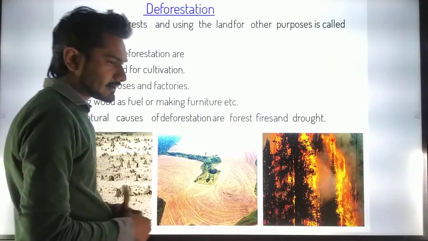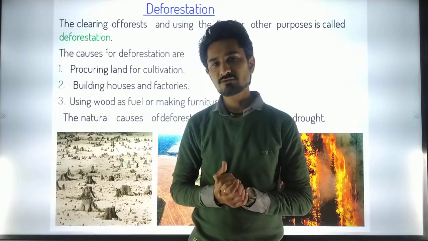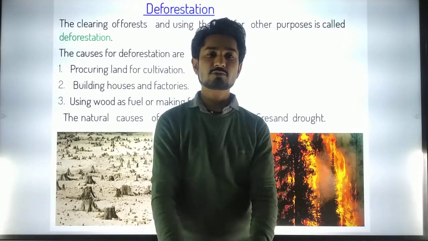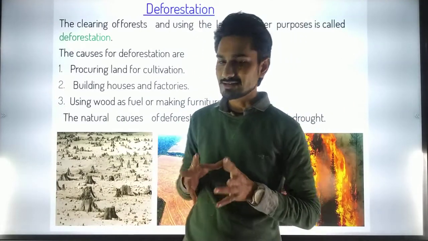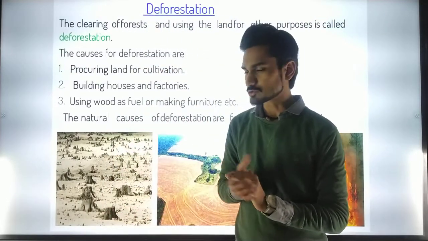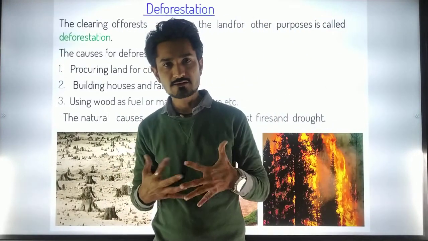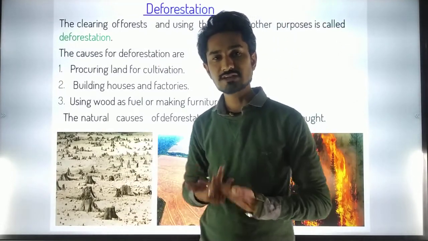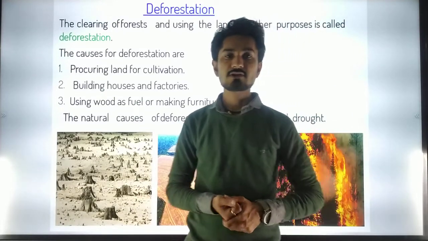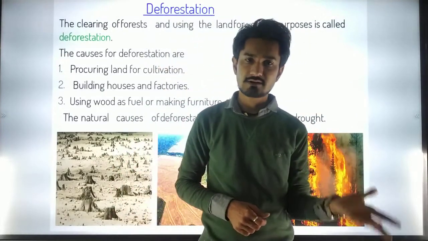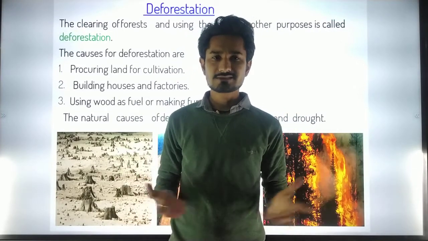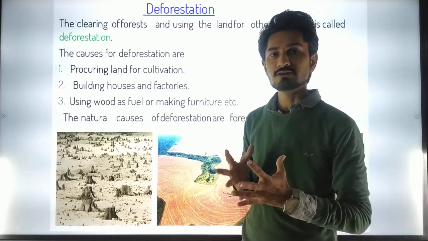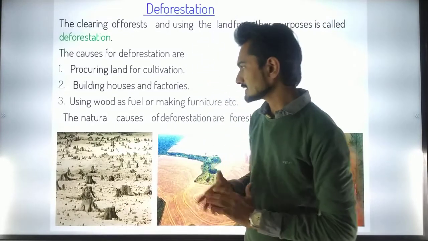Then we discussed that if we cut down the forest, it is called deforestation. We have seen the artificial things that cause deforestation. We need land for cultivation. We need paper-making industries, because we need paper, so we are cutting down the trees. We also need furniture at our houses and everywhere, and for that we need wood. So we are also cutting trees for that. Those are the main reasons.